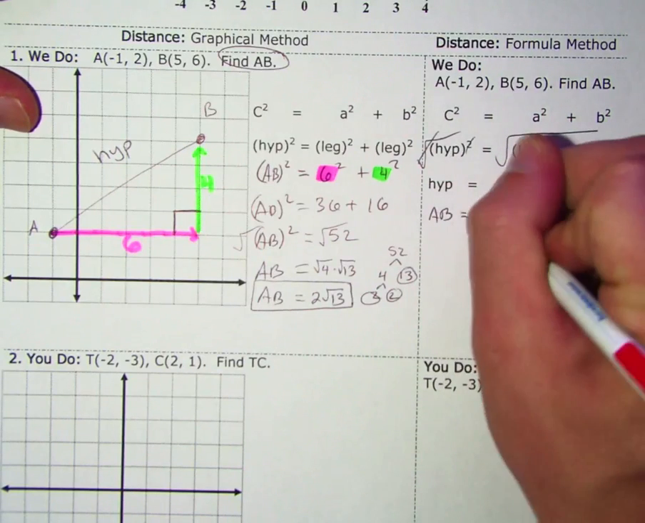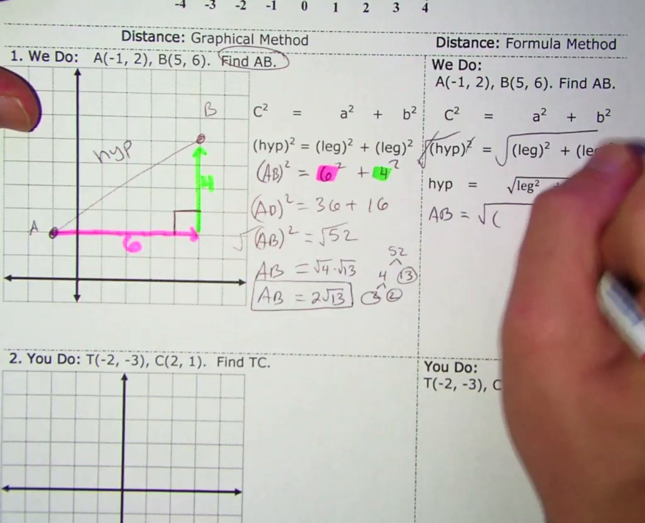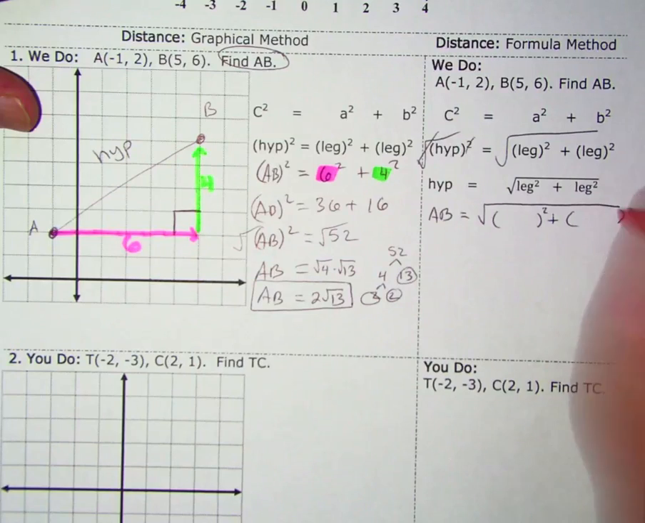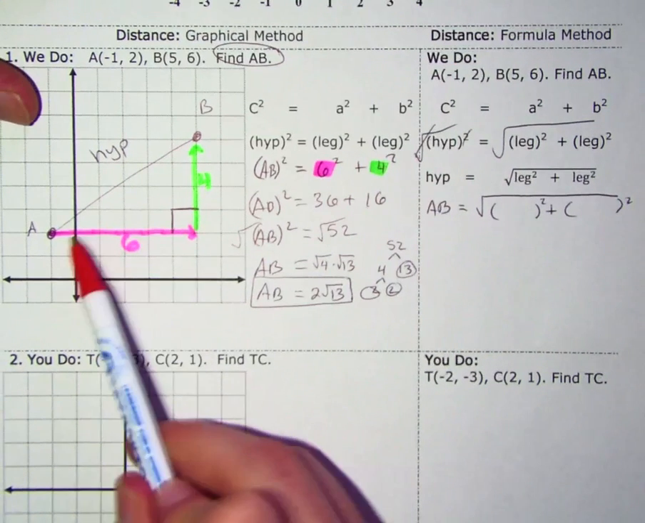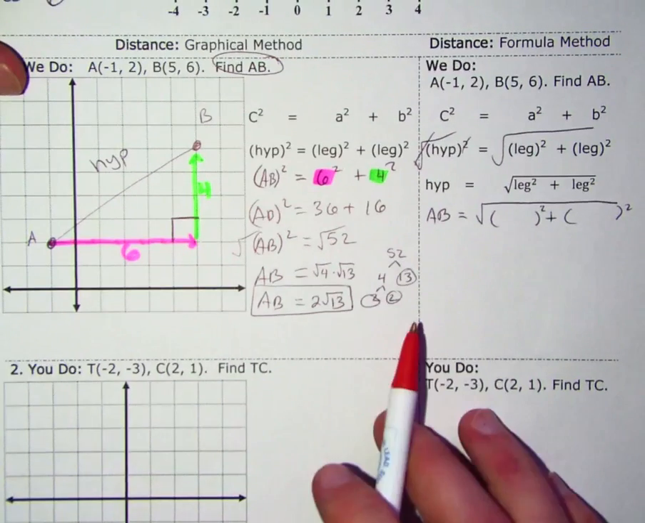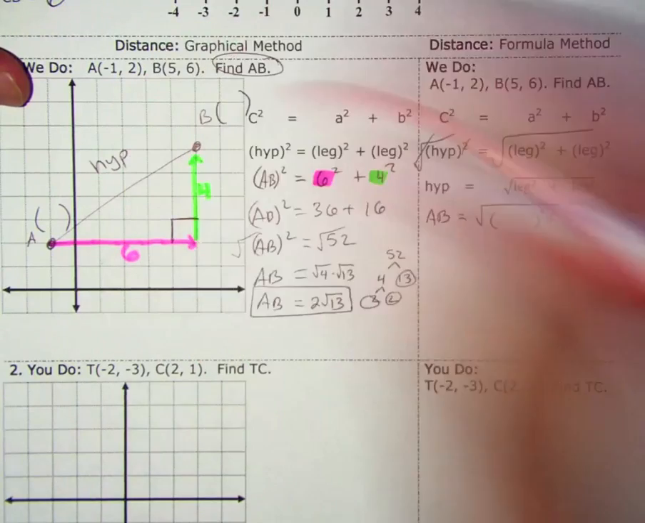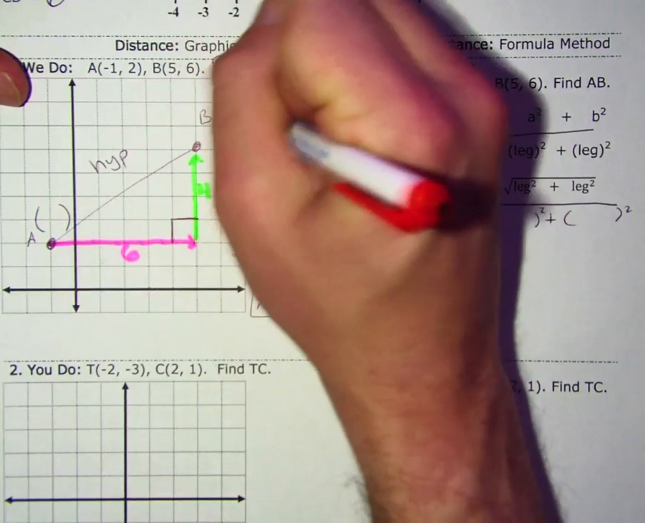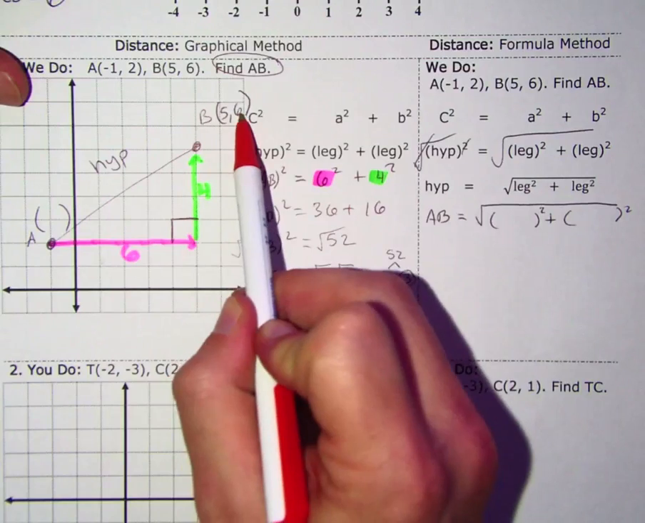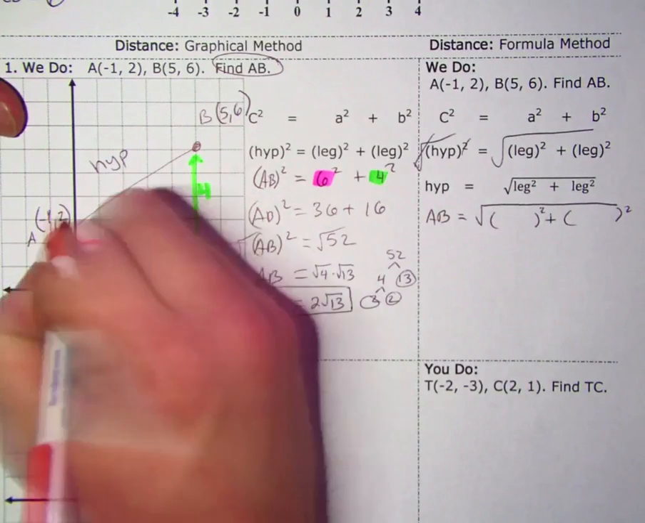Except there's one small difference. And this is the hardest part of the whole lesson. How do you figure out how long these legs are without having to count? 1, 2, 3, 4, 5, 6. And the answer is this. This is a little tricky, but take a look. If you look at the coordinates of these points, B is 5, 6, and A is -1, 2.